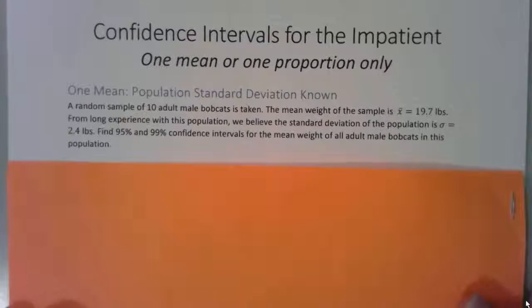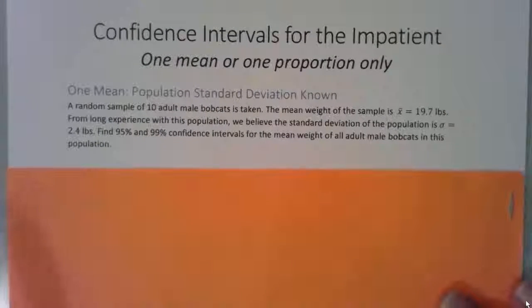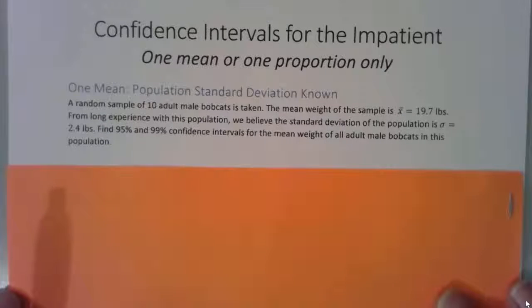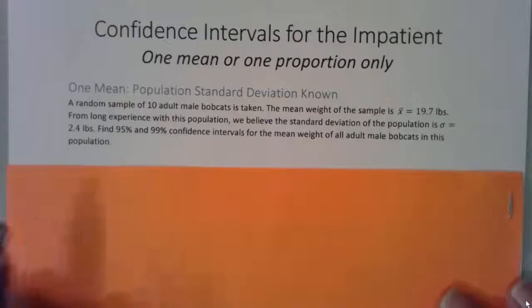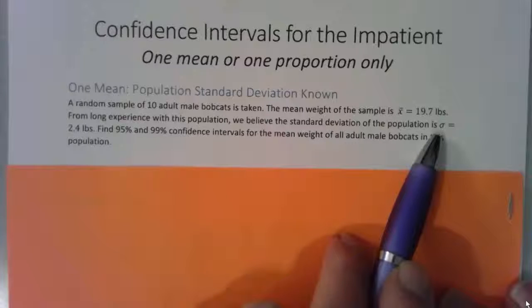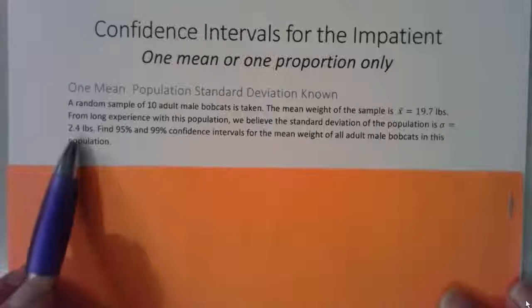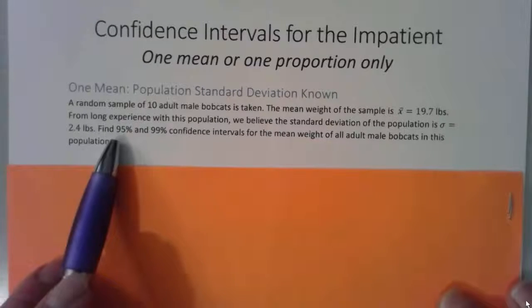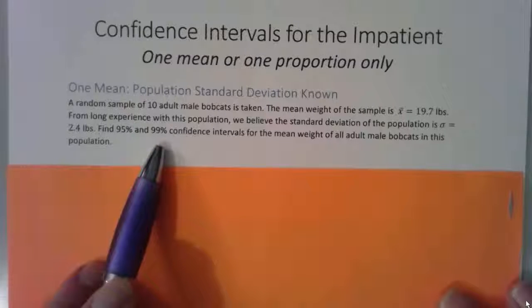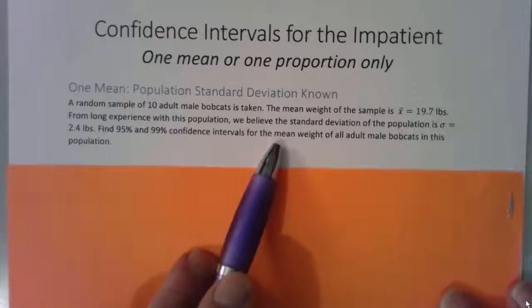Our first problem says that a random sample of 10 adult male bobcats has been taken. The mean weight of the sample is 19.7 pounds. From long experience with this population, we believe the standard deviation of the population is 2.4 pounds. We want 95 and 99% confidence intervals for the mean weight of all adult bobcats in this population.